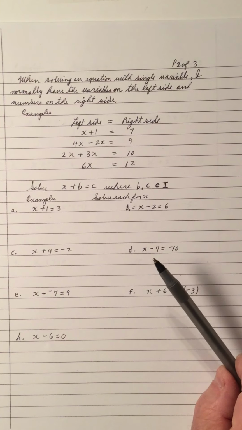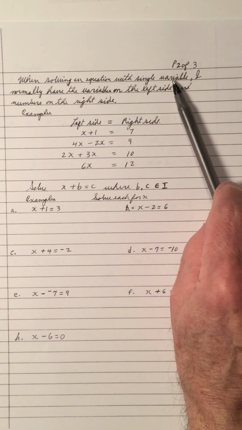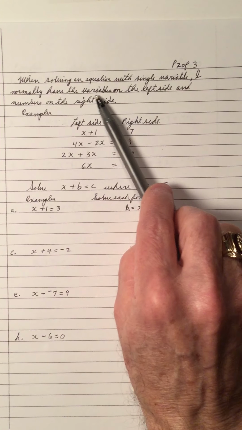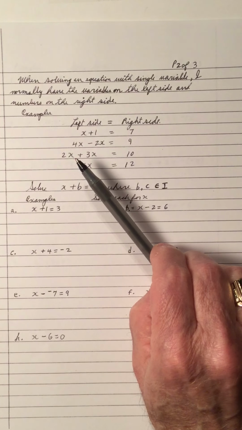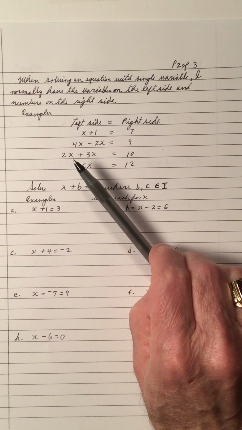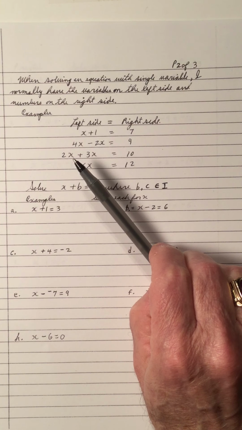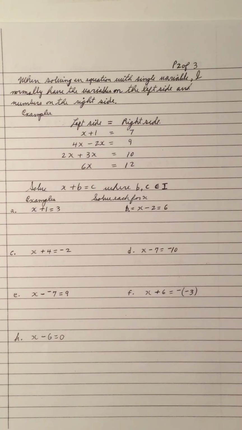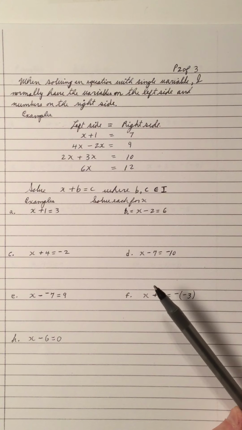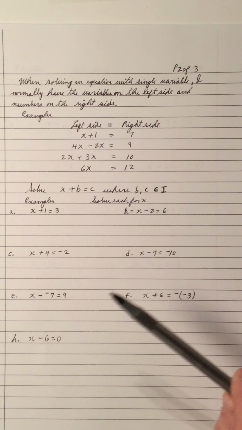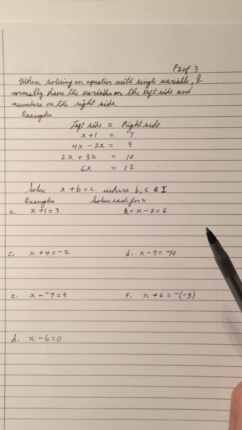When solving an equation with a single variable, I normally have the variables on the left side and the numbers on the right. In teaching, I make sure I put my variables on the left and my numbers on the right. But you don't have to. To be consistent for all the ones that I'm going to deal with, I'll put the variables on the left and the numbers on the right every time. Hopefully I'll do it every time.